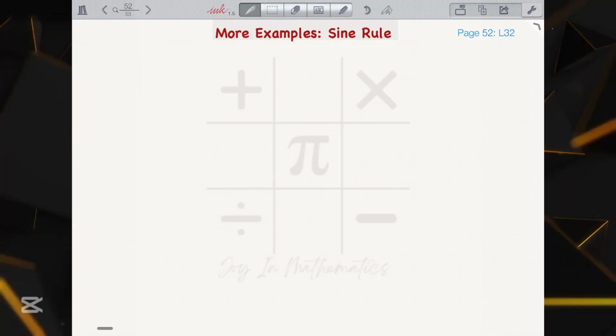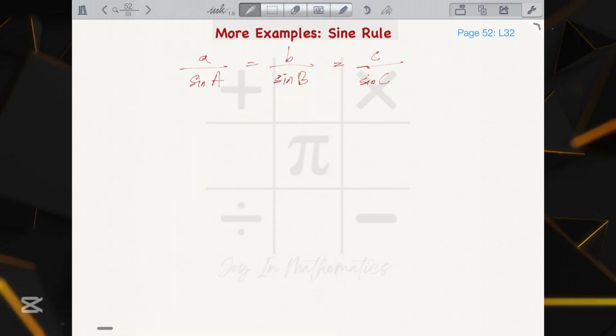Now let's continue again on sine rule. We recall that the sine rule states that the length A divided by the sine of the angle opposite to A is equal to the length B divided by the sine of the angle opposite to B, is equal to length C divided by the sine of the angle opposite to C. So with respect to that, now let's take another example.